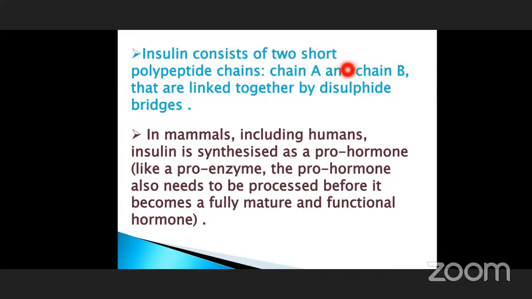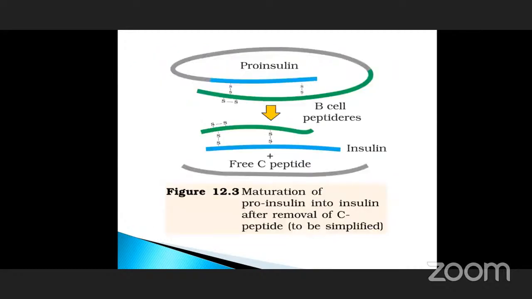Insulin consists of two polypeptide chains. They are chain A and chain B. They are linked together through disulfide bridges. It is synthesized in the form of prohormone, nothing but proinsulin. After the removal of the C-peptide chain, proinsulin is converted into insulin. This insulin is used for diabetic patients.